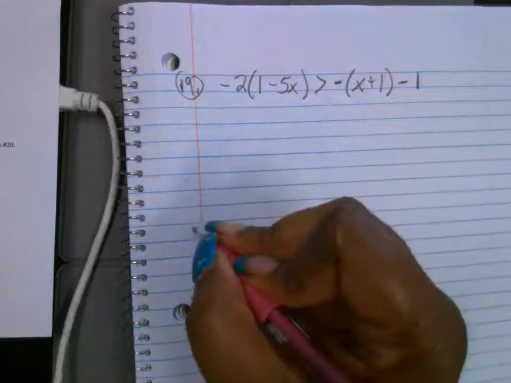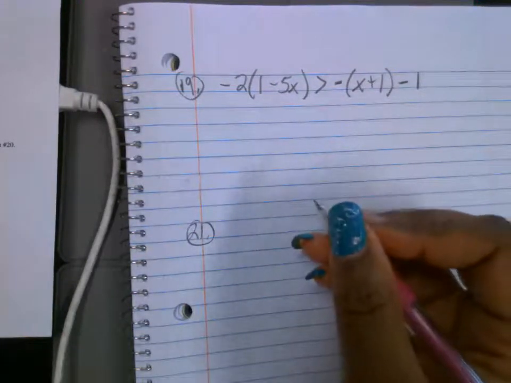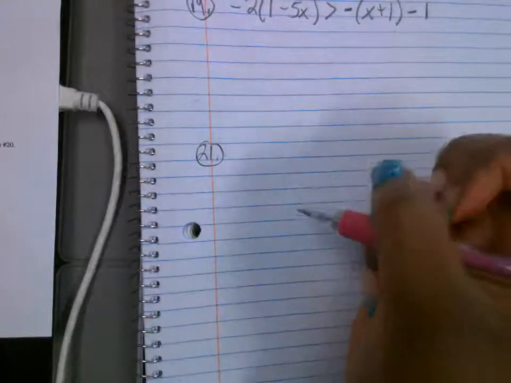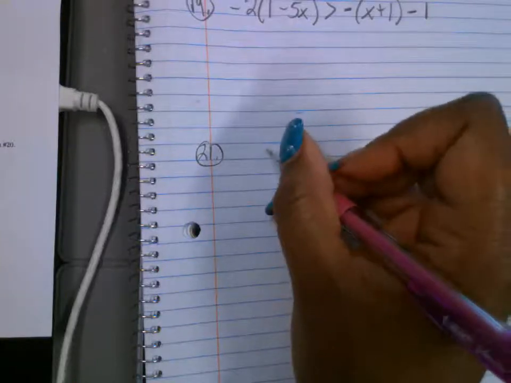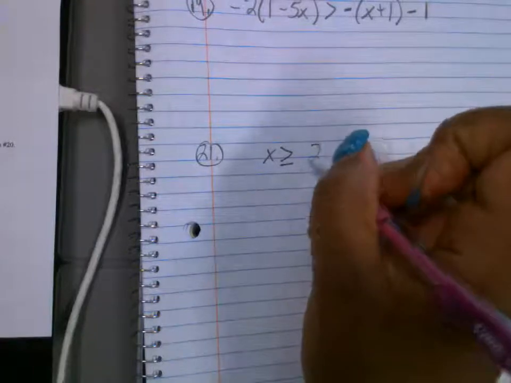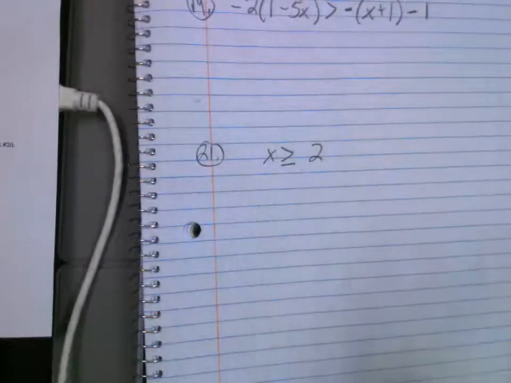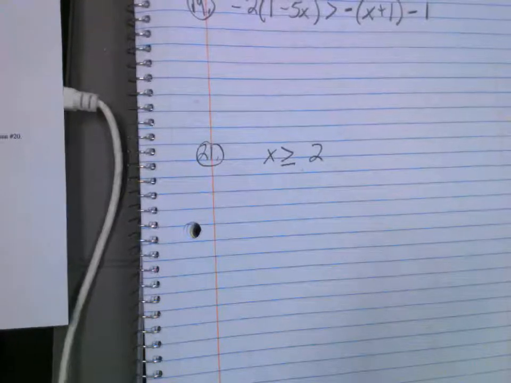The last one, number 21, you are going to make up a problem with x on both sides, and the answer should be x is greater than or equal to 2. So you're making up your own inequality there. All right, and that is the inequalities.